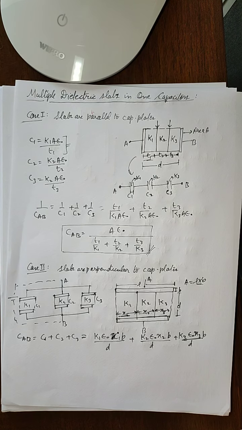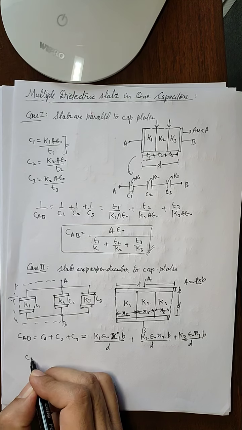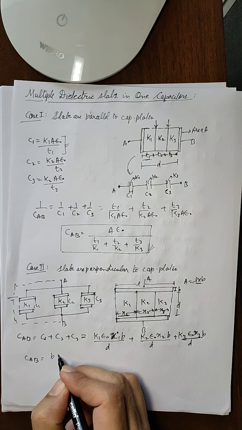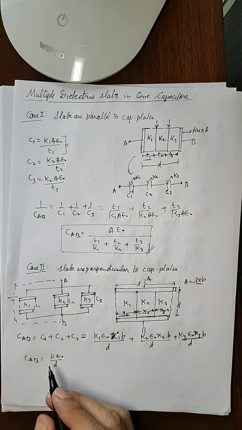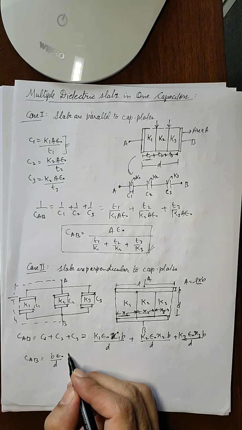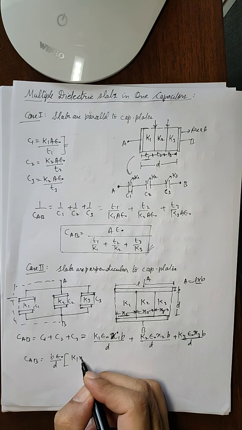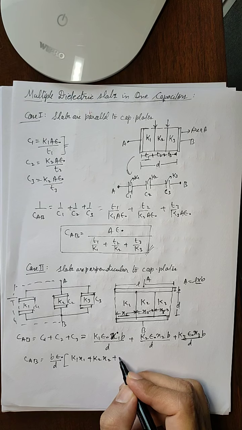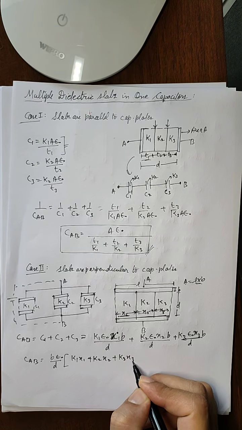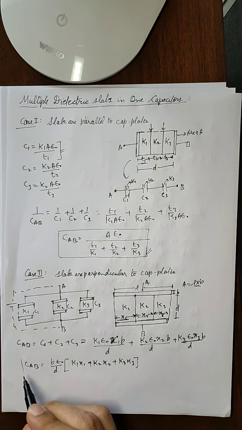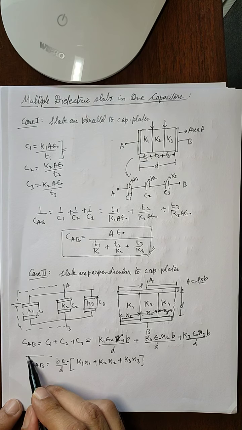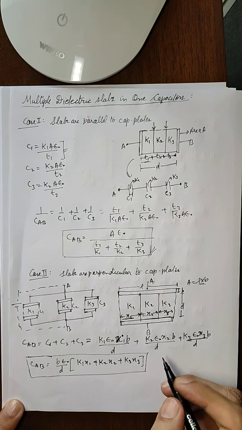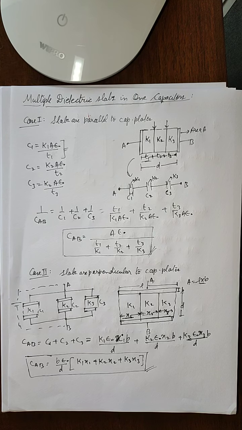this expression. If we solve this, then C_AB, the equivalent capacitance, will be B epsilon naught upon D, which can be taken outside, and the remaining terms inside will be K1 x1 plus K2 x2 plus K3 x3. So this will be your expression when the dielectric slabs are arranged perpendicular to the plates.